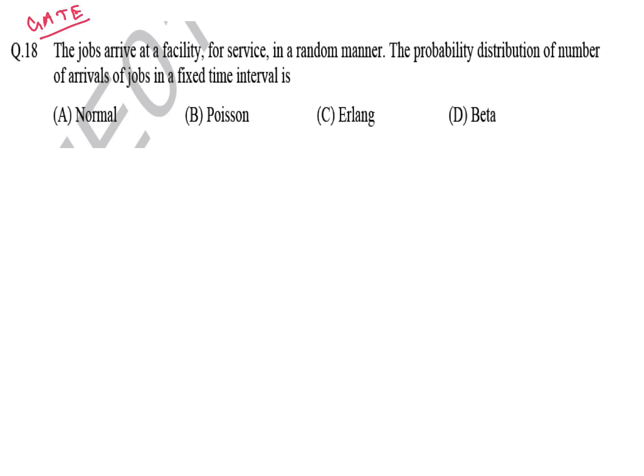The jobs arrive at a facility for service in a random manner. The probability distribution of the number of arrivals of jobs in a fixed time interval is, this one already discussed, Poisson's distribution. Arrival rate follows Poisson's distribution. B is the answer. This is a GATE question.